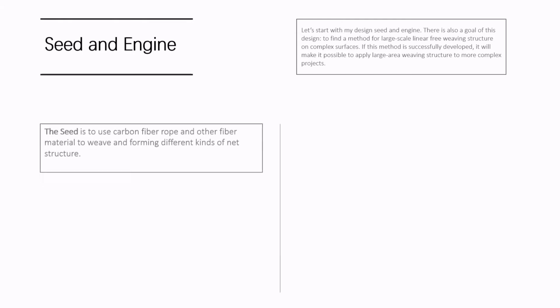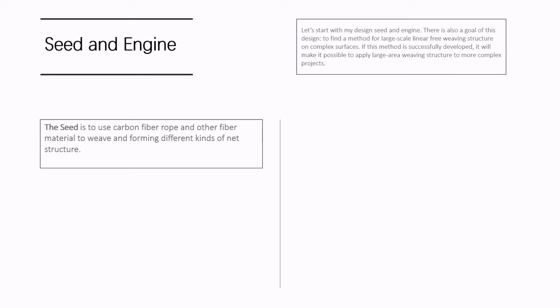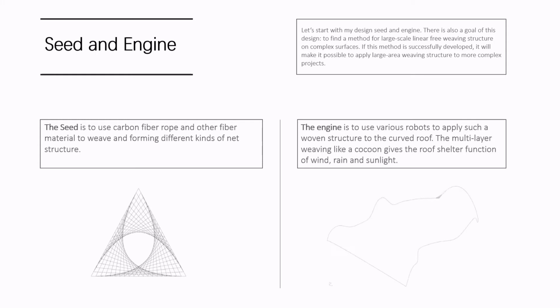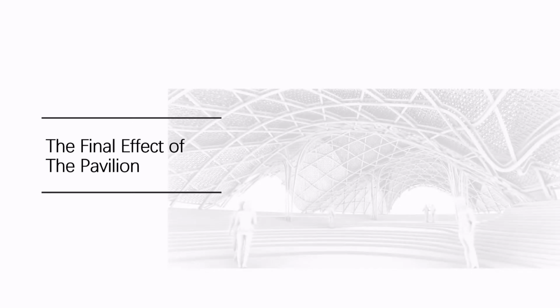And next, I will start to analyze my design process. My design concept is to use carbon fiber rope and other fiber materials to weave and form different kinds of net structures. The idea is to use robots to apply such a woven structure to the curved roof. The multiple-layer weaving, like a cocoon, gives the roof shelter from wind, rain, and sunlight. And this image is the final effect of my pavilion.